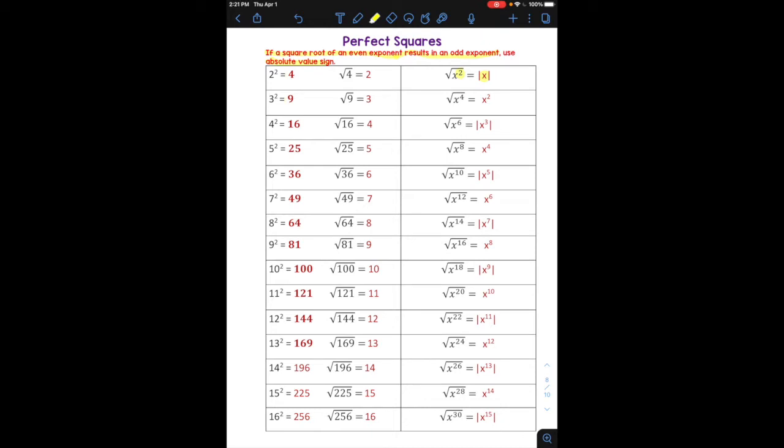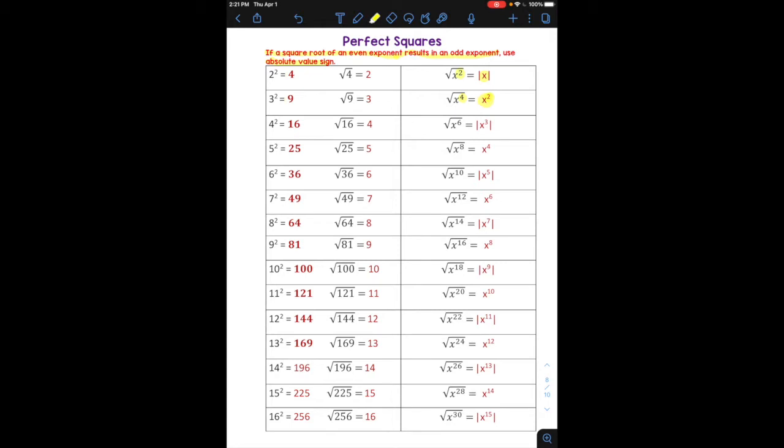Going to the next row, the square root of x to the fourth is asking you what variable times itself is x to the fourth. That would be x squared. Since we took the square root of an even exponent and the answer has an even exponent, we do not have to use the absolute value.